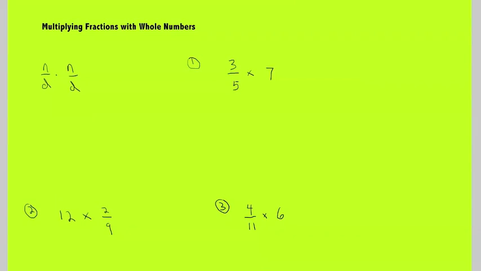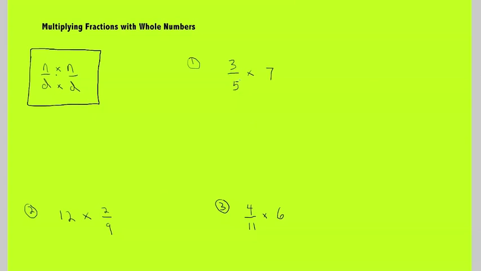In this video, we are going to talk about multiplying fractions with whole numbers. So if we take a look right here, when we multiply two fractions with one another, we basically multiply the numerators together and then the denominators. So here we have two fractions, numerator over denominator, numerator over denominator. When we multiply two fractions, we multiply this numerator by this numerator, and then this denominator by this denominator. And then we get our answer.